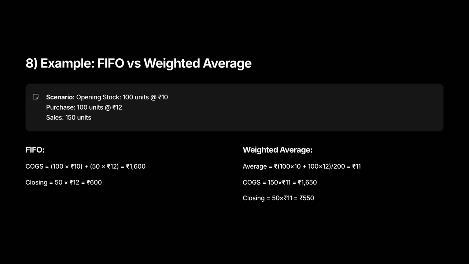Weighted average: average cost equals (100 times 10 plus 100 times 12) divided by 200, equals 11 rupees. COGS, 150 times 11 rupees equals 1,650 rupees. Closing stock equals 50 times 11 rupees equals 550 rupees. The choice affects reported profit and closing inventory valuation.